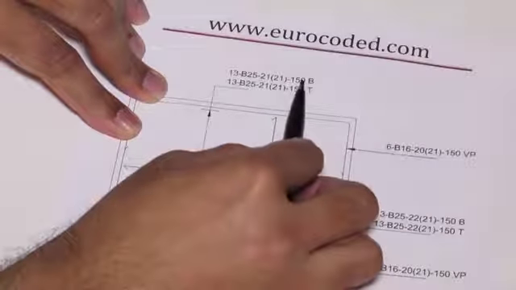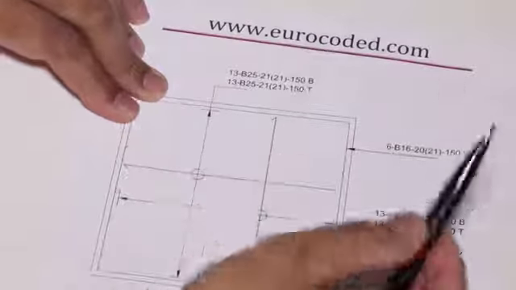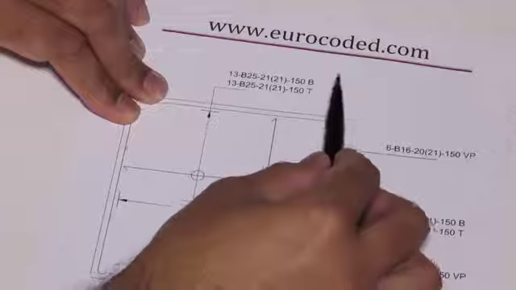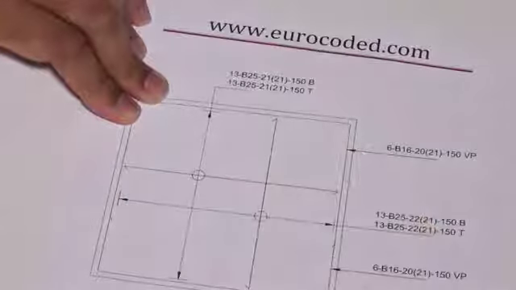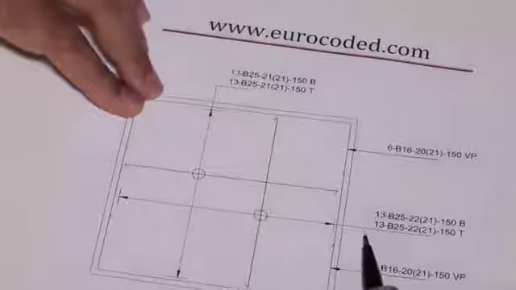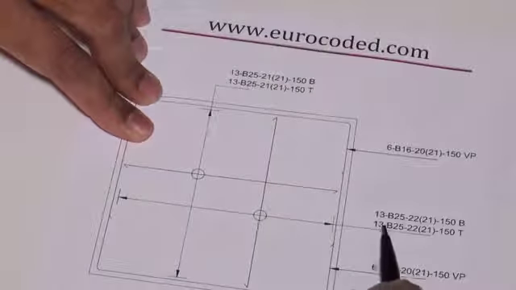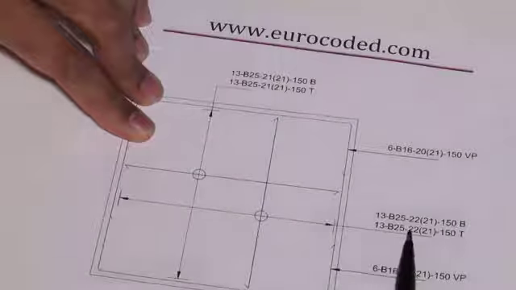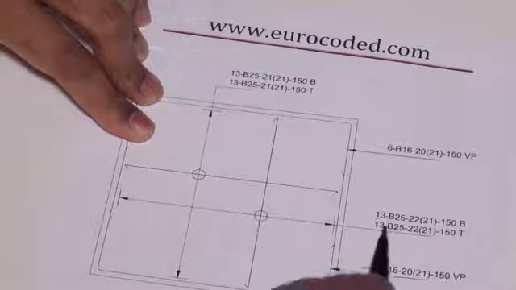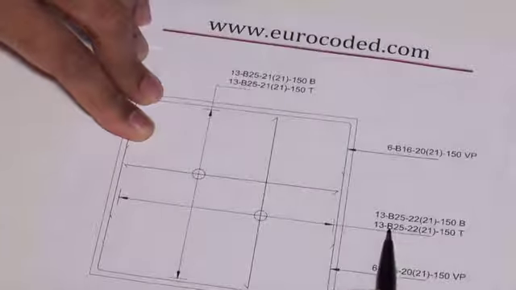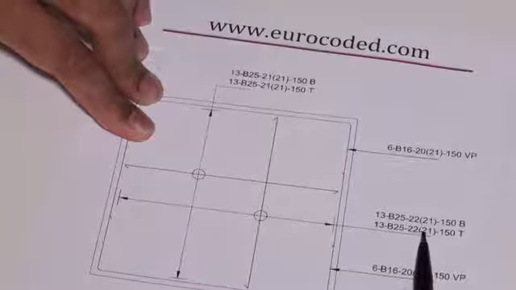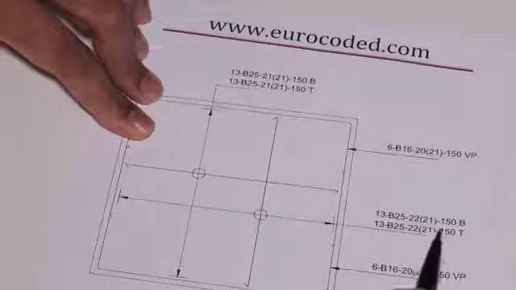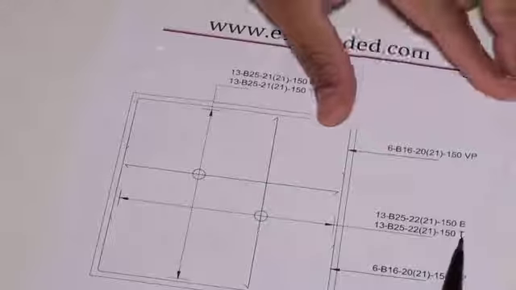And then finally, this letter is the location of this particular bar. In this particular scenario, it's the bottom. B stands for the bottom. And if you look in here, it's the same. Similar dimensions, a different bar mark, of course. 13 of them, B25, that means 25 millimeter diameter bars, and the shape code is 21. Spacing between bars is 150 millimeters, and in this particular scenario, the bar is at the top.